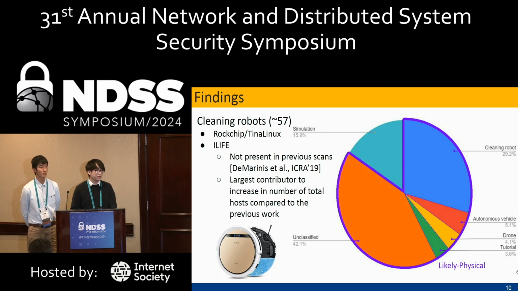The first robot type we'll talk about is cleaning robots, which we found approximately 57 instances per scan on average, like the iLife brand cleaning robot vacuum cleaner, for example. These cleaning robots are a type of robot that weren't observed at all in the prior scan, so this is a new finding, and this accounts for a significant portion of the increase in ROS hosts compared to the previous work, meaning the total ROS host numbers would be significantly closer to the previous work if we subtract this number of cleaning robots from that total on the previous slide.